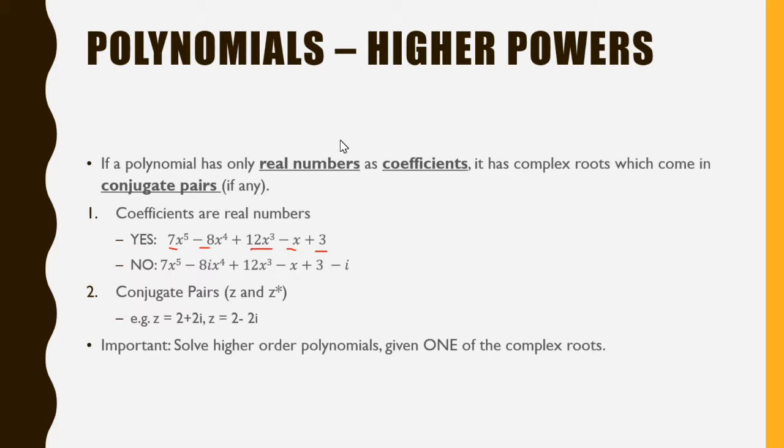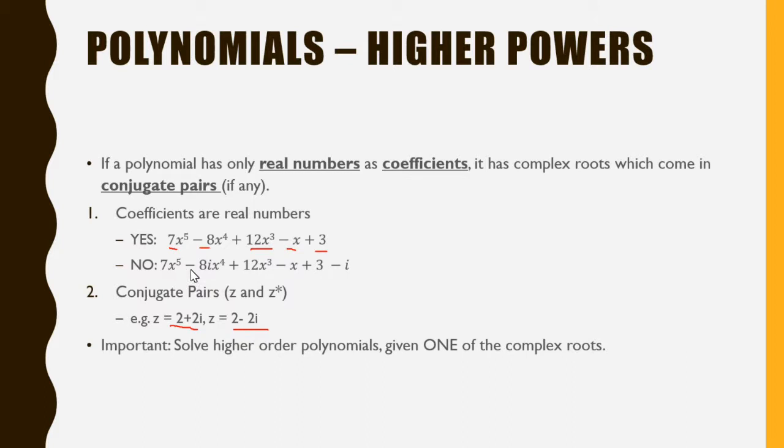Okay, so conjugate pairs means something like we saw just now, 2 plus 2i, 2 minus 2i. Something that does not have real numbers as coefficients, probably you can't guarantee that they have complex numbers that come in conjugate pairs.